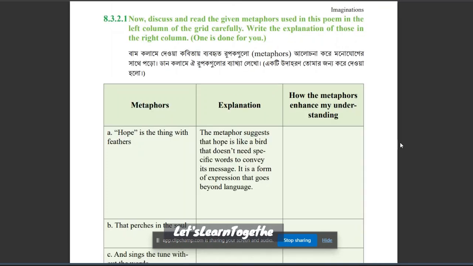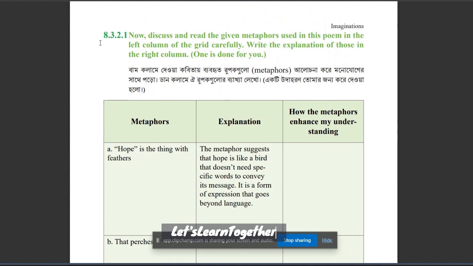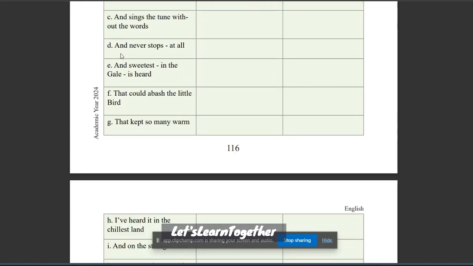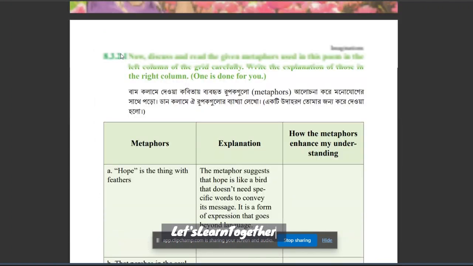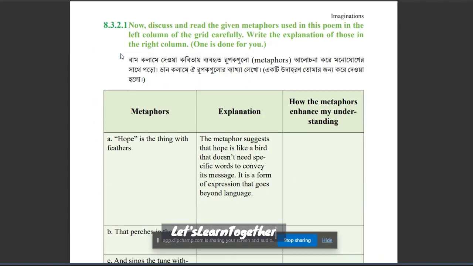Let's learn together. So today we will be solving activity 8.3.2.1 of the English book of class 9, and you will find this activity on page number 116 and 117. So let's see what this activity talks about.